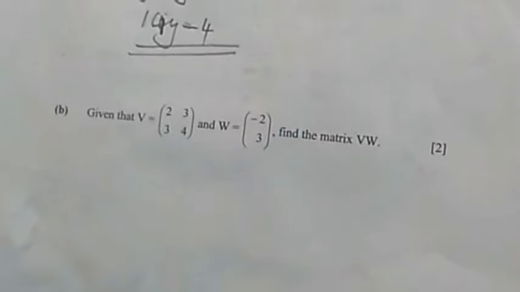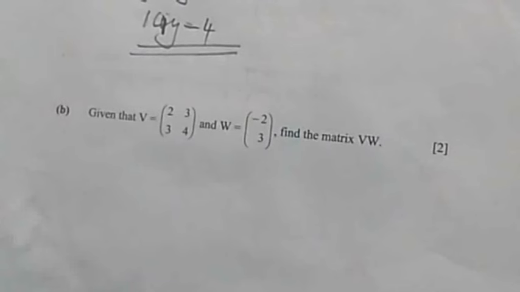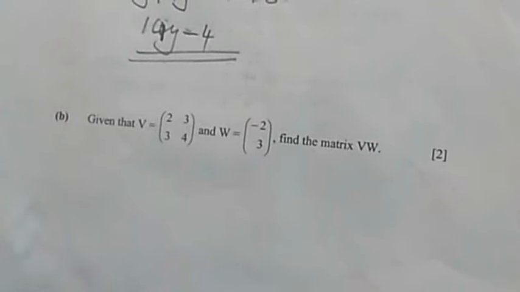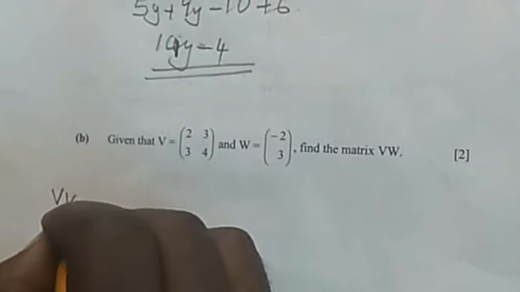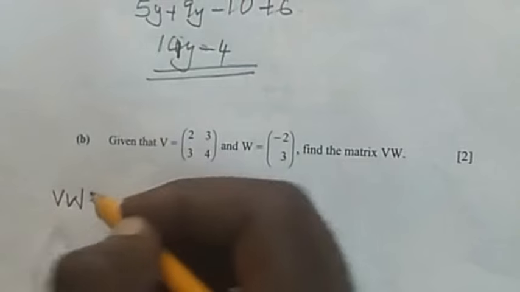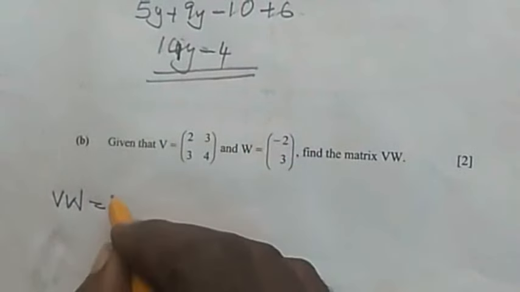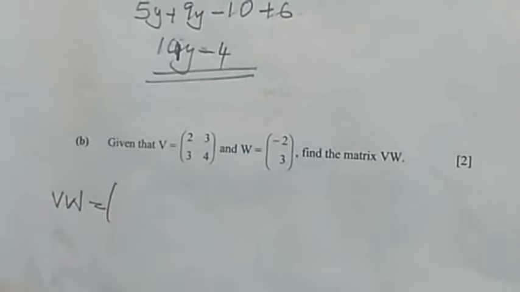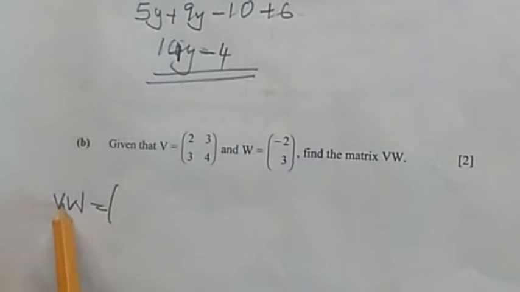Okay, so given that V is equal to the matrix (2, 3; 3, 4), and W is equal to the matrix (-2, 3), the question is find the value of VW. So we're going to say VW equals. The order of how the matrices are multiplied is very important. If you write WV, that means you're going to get a different answer. So pay attention to the order.